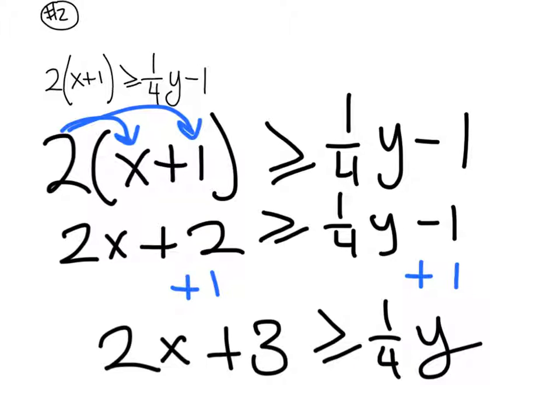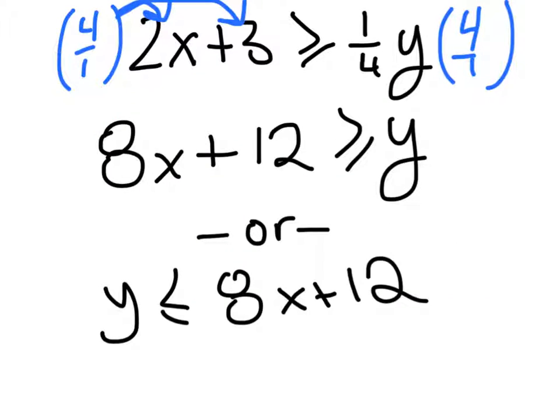The y is not yet all by itself. We need to get rid of that 1/4. So maybe you're thinking multiply by the reciprocal. Reciprocal of 1/4 is 4 over 1. So in essence, we are multiplying this side of the inequality by 4 and this side of the inequality by 4. Notice these little arrows indicating that I am distributing the 4.